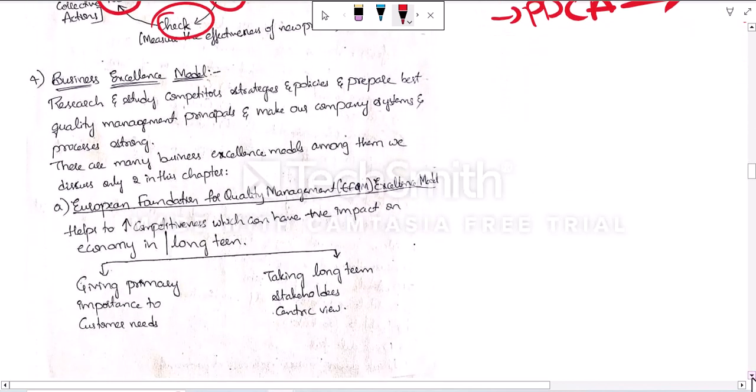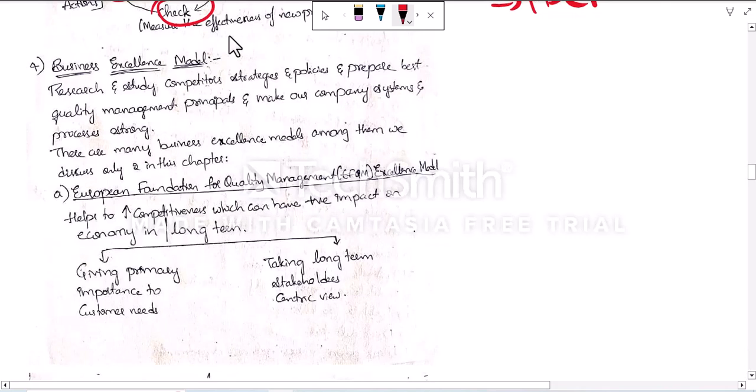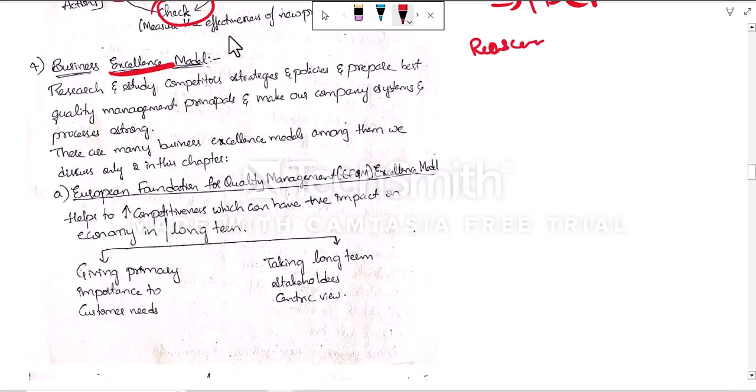Next model is business excellence model. What is business? What is the meaning of excellence? First, excellence is nothing but giving the best. Okay, when can we give the best? Only if we adopt the best principles and strategies. So what we should do, if we keep on researching on every strategy and we fail, again we research, we find the best way, we adopt it, it is a big process.